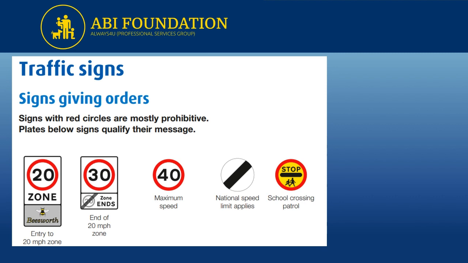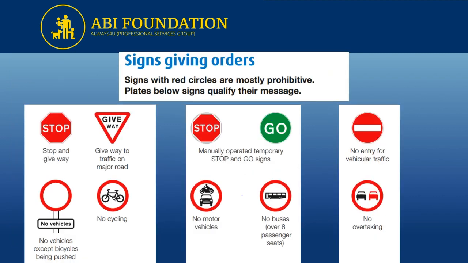Now going to the next sign. This is the stop sign, which you must have all seen. This is you give way to traffic, and the stop. This one is no motor vehicles, no buses, no entry for vehicular traffic, no overtaking. And a red circle with nothing in it means no vehicles except bicycles being pushed. This is an important slide. Please have a look at it.